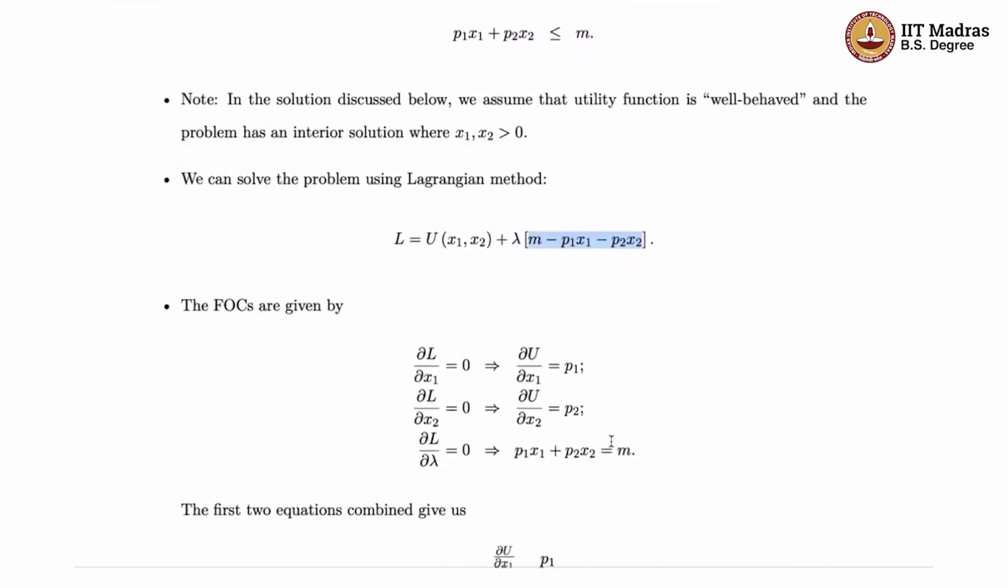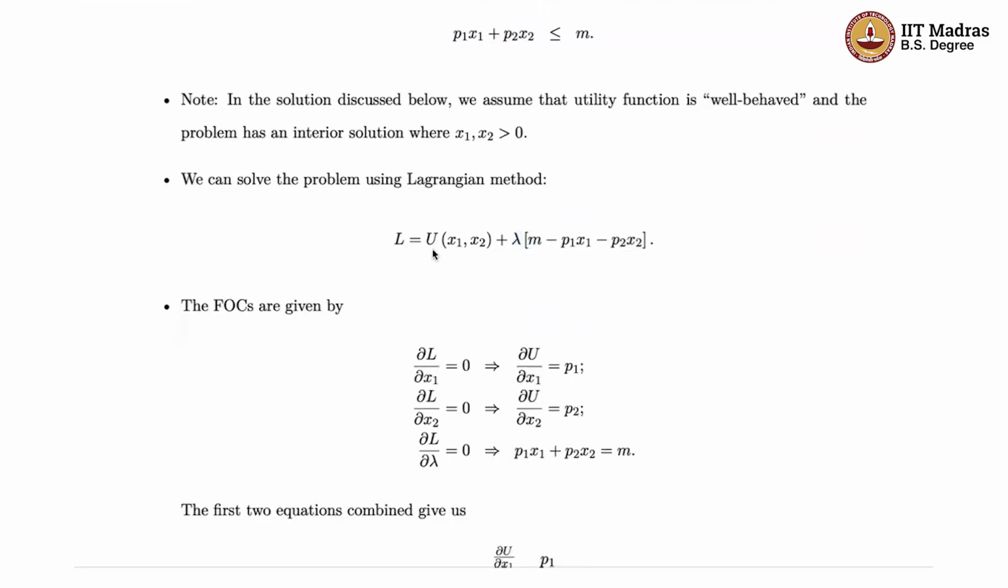So what are the first order conditions? That is going to be given by three equations. We are going to have the partial derivative of L, which is this Lagrangian, with respect to x1 equal to 0. We have the partial derivative of L with respect to x2 equal to 0. And we have the partial derivative of L with respect to this lambda equal to 0. So three equations, and we are going to use that to derive three unknowns, right? So x1, x2, and this lambda.